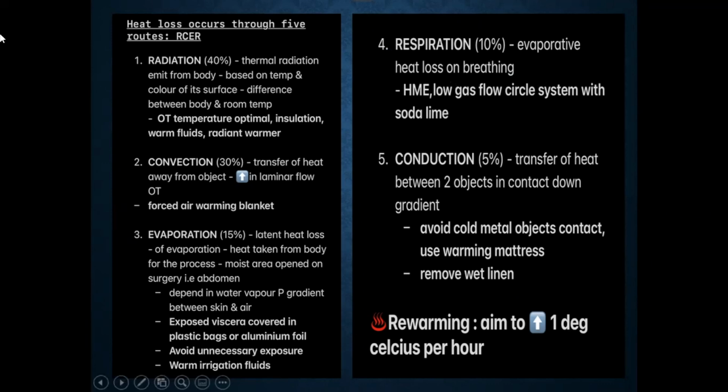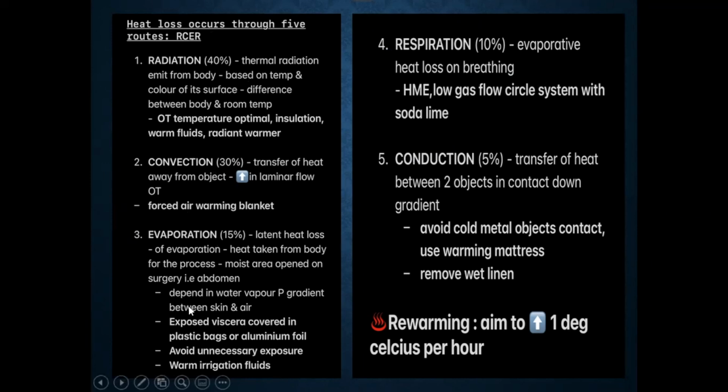So R is for radiation, C is for convection. Convection first, not conduction. Don't get mixed up. Convection comes first. How do I remember? Again, I use my name: B comes first, D always comes later. So: radiation, convection, evaporation, respiration, and conduction.